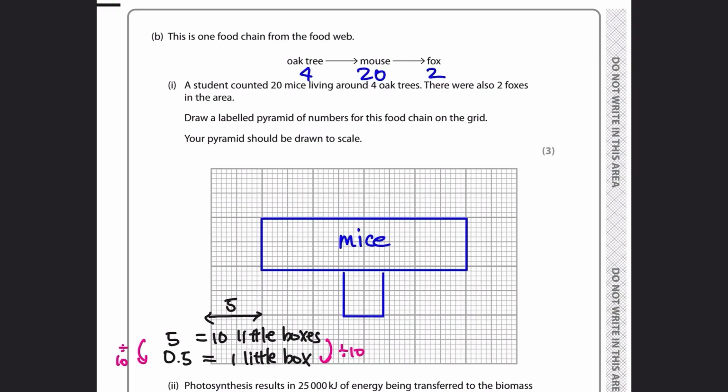Okay. And of course, make sure you draw the oak tree at the bottom because that's where you draw the producers, right? Finally, we do the foxes. Foxes is half the number of oak trees. Therefore, it'll just be 2 boxes this way and 2 boxes this way, 4 boxes total, which represent the 2 foxes.